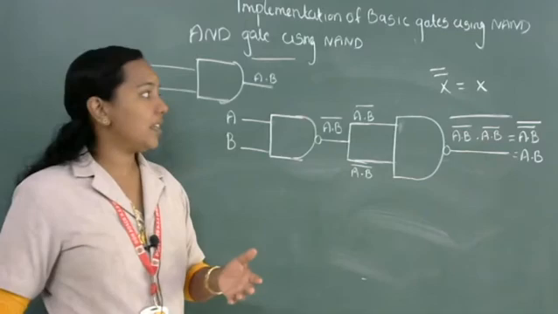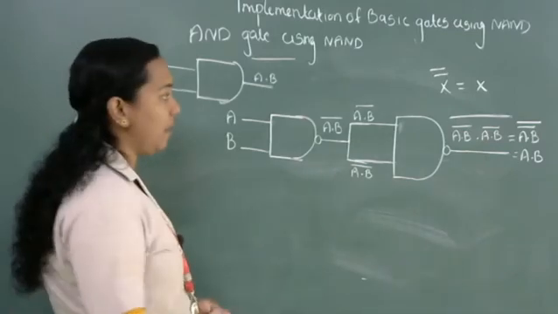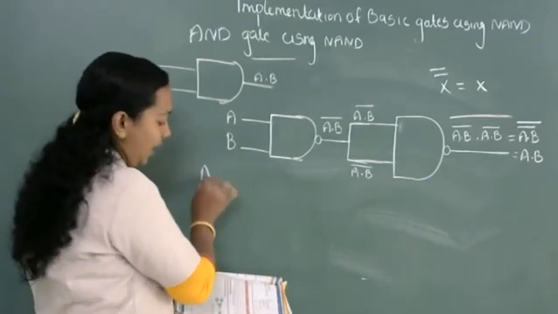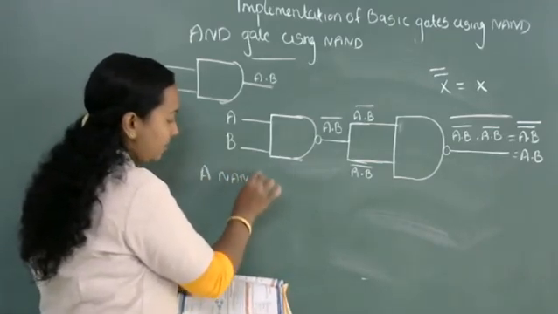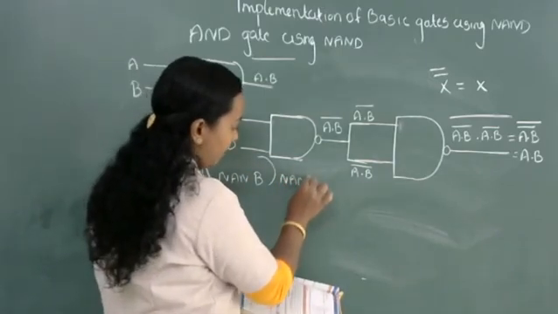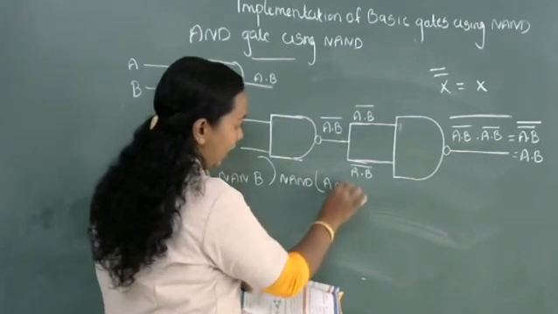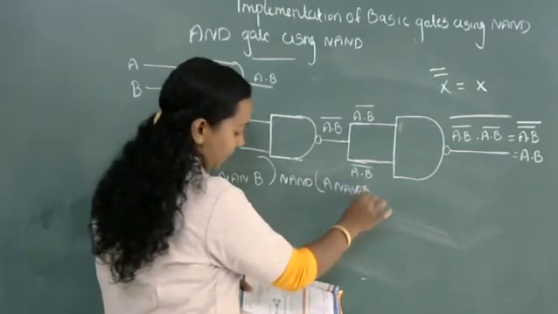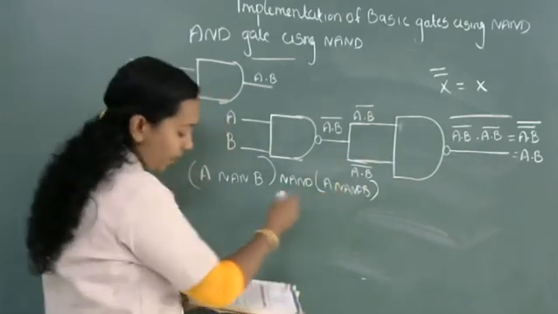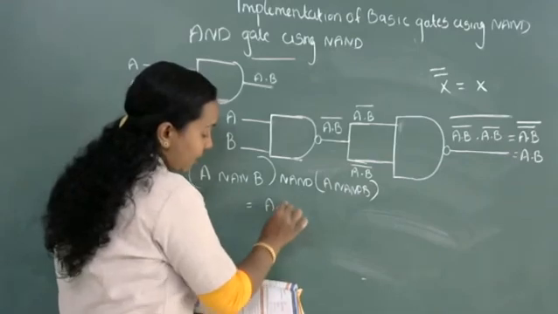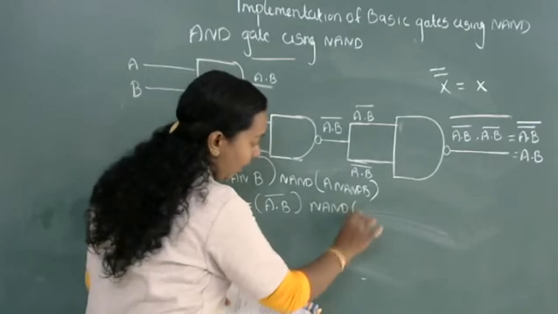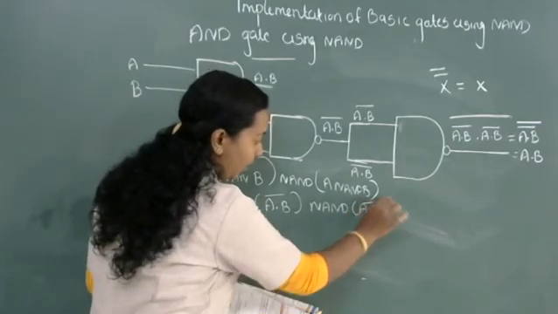Algebraic proof means the same expression I am going to write. Same expression, there will be no change. So what will be the first expression? A NAND B. Okay, so that is our expression. From here onwards I am going to write. After that we will get (A dot B) all complement NAND (A dot B) all complement.